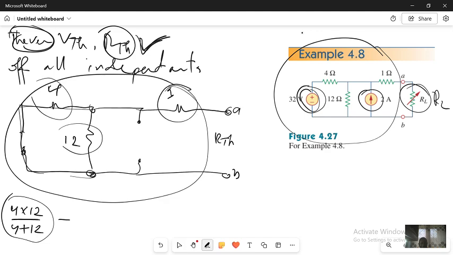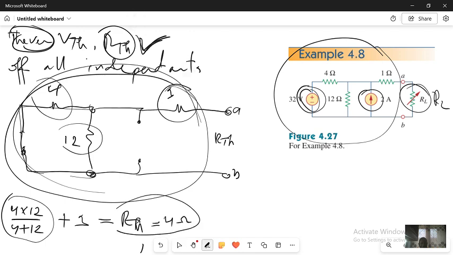Since it should be in series, I will add plus 1 to determine the value of RTh, because the value of RTh is the equivalent resistor of this linear circuit. So I will have 4 multiplied by 12, divided by 4 plus 12, plus 1, equal 4, equal RTh, equal 4 ohms. Now I have already determined RTh. Now, how to determine VTh?